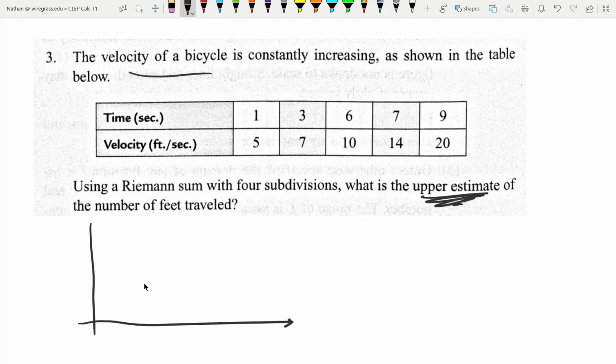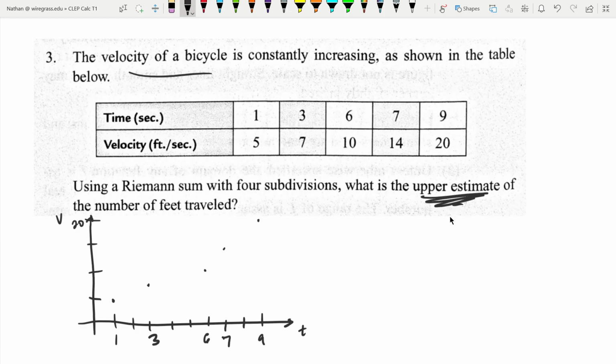I'm going to put time on the x-axis and then velocity on the y. So 1, 2, 3, 4, 5, 6, 7, 8, and 9. 7, 6, 5, 4, 3, and 1. Those are the key points because they're on the table. And on the side here, I'm going to go up by 5s: 5, 10, 15, and 20. So 1 goes to 5. 3 goes to 7. 6 goes to 10. 7 goes to 14. And 9 goes to 20.